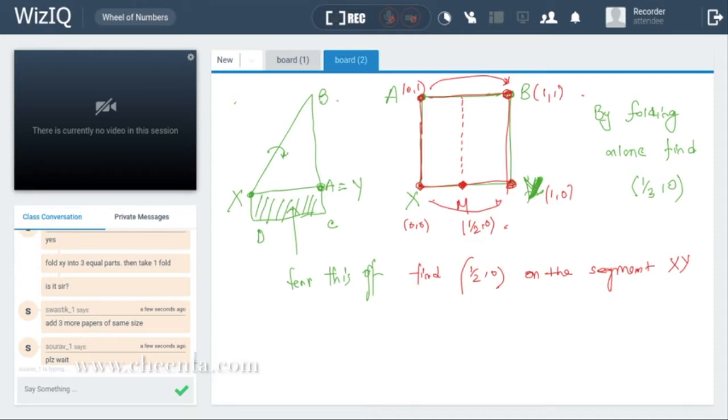Yes, you could probably glue three papers. But what we are more interested in, Swastik, is to fold this particular paper in a way so that it works. Okay, I'll give you a little bit more time.